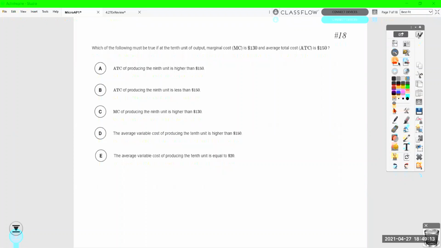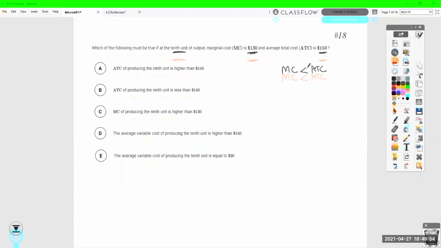Okay, Camilla. Okay, so this is one of the big things that we're going to touch on Thursday. It's going to be the first thing that we do when we get in there. It says at the 10th unit, the marginal cost is 130 and the average total cost is 150. We want to remember that the marginal, which is representing the additional, is going to impact the average. So here we have that the marginal cost of 130 is less than the average total cost of 150.